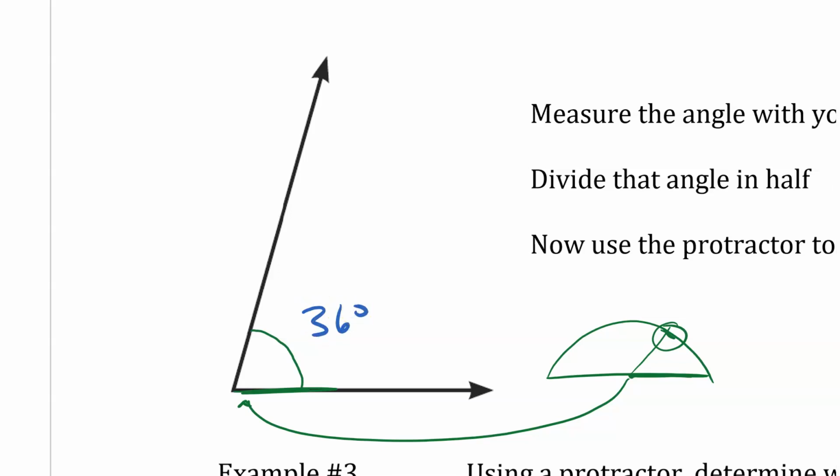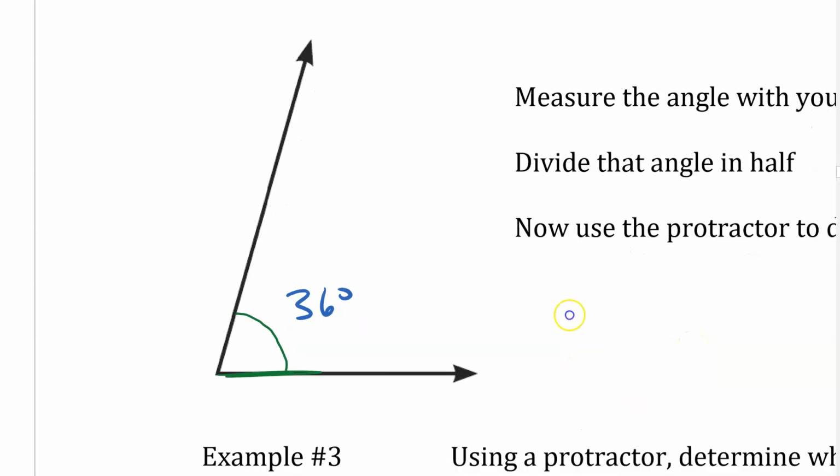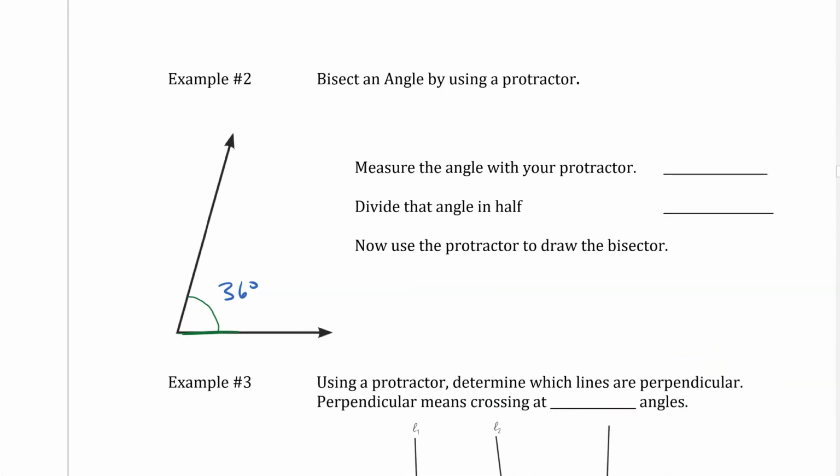So your answer should be within plus or minus 2, so anywhere between 34 and 38 would be okay. So measure your angle with the protractor. I'm going to put my answer right over here, 36 degrees. Divide that angle in half, so you can either do that in your head or you can use your calculator. 36 divided by 2 is 18 degrees.